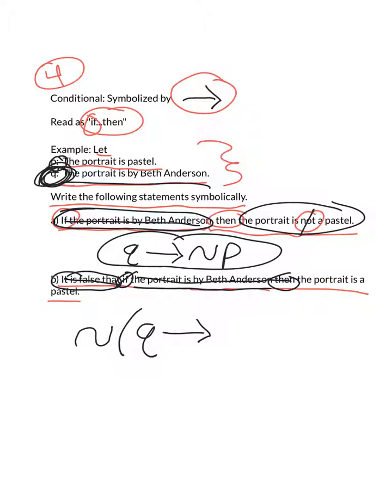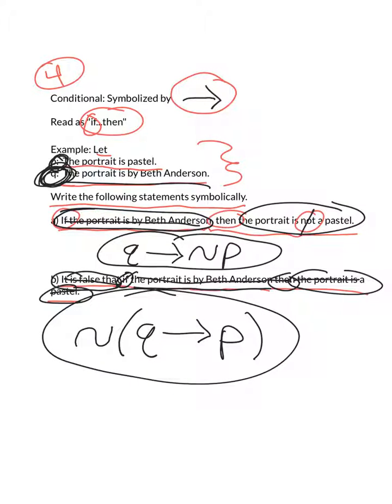After the word then, so on the right-hand side of the if-then arrow, the portrait is a pastel, which was the letter P. I finished the sentence, so I just need to close my parentheses, and there's my final answer. Negation parentheses, if Q, then P.